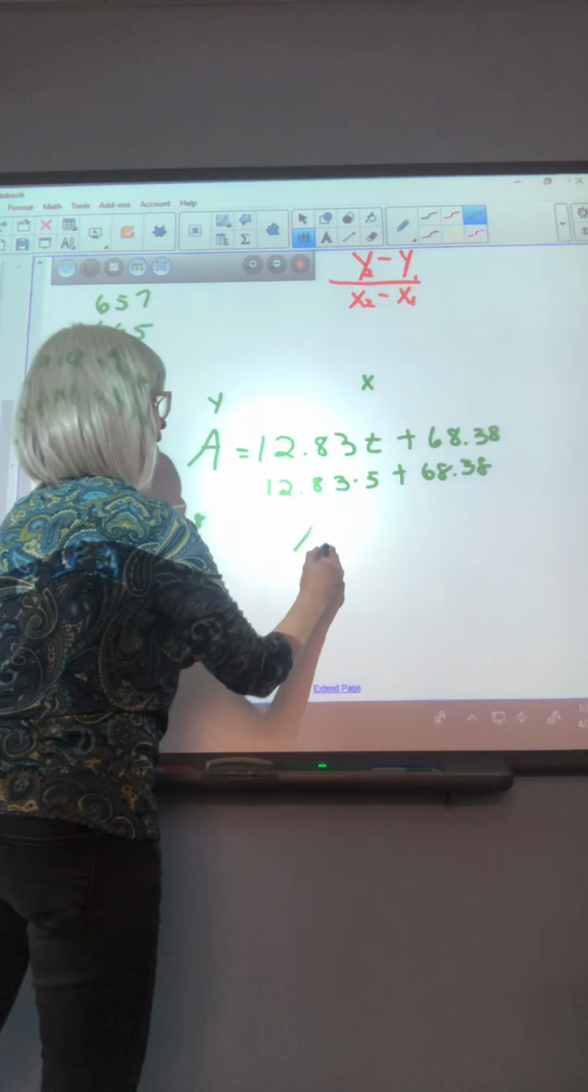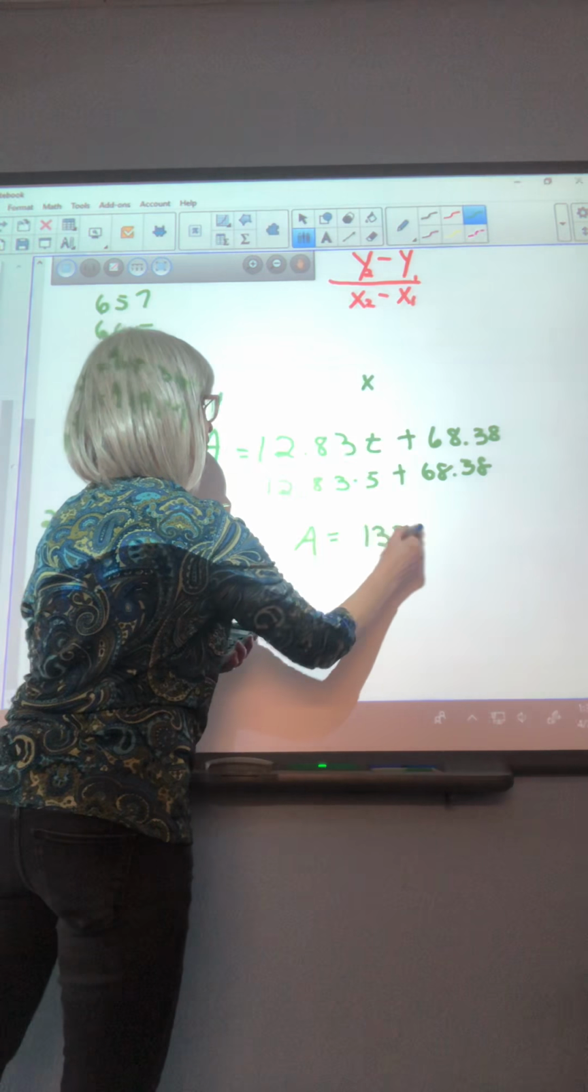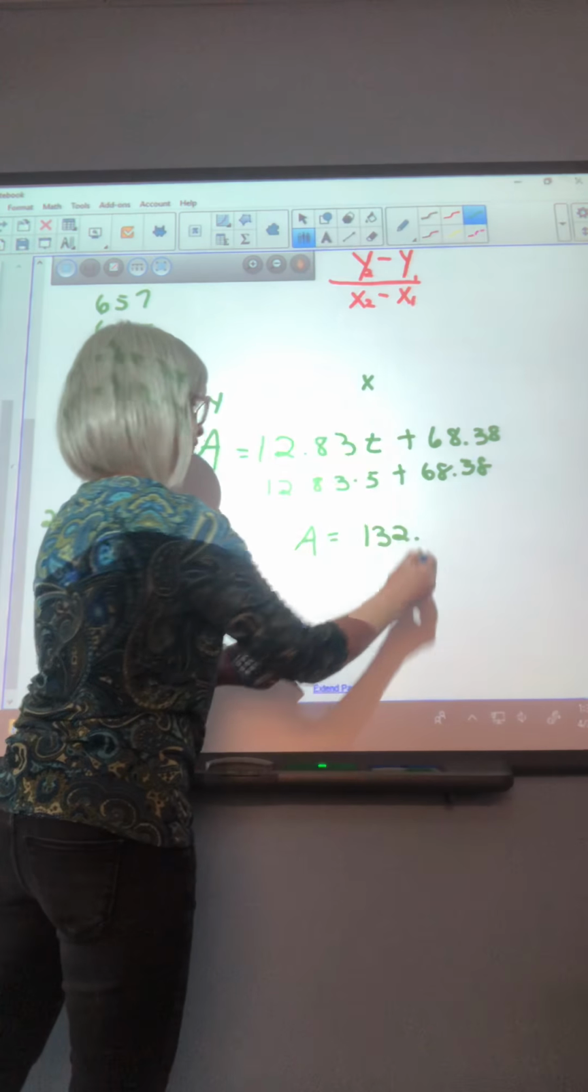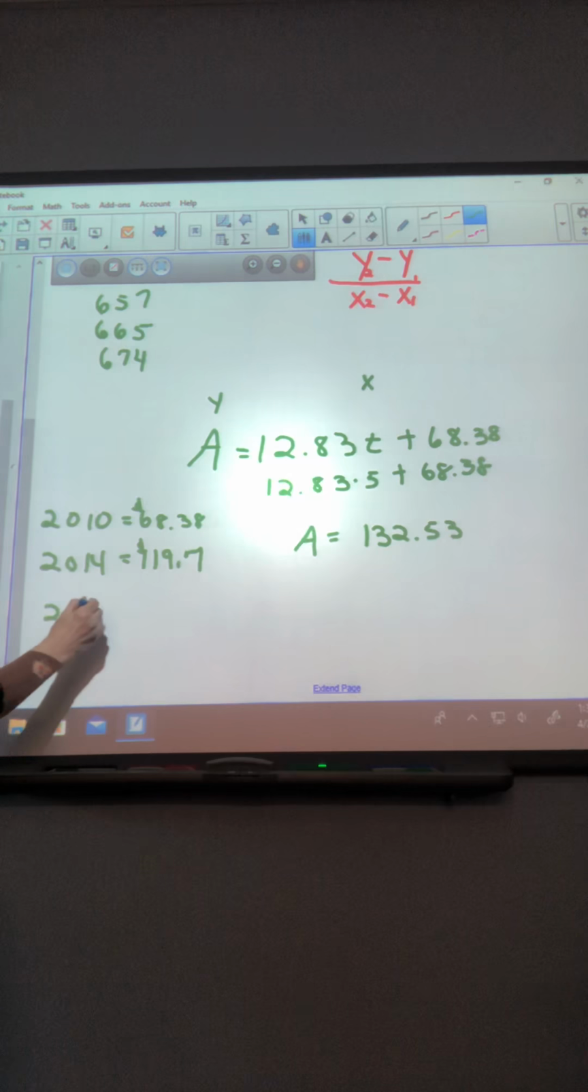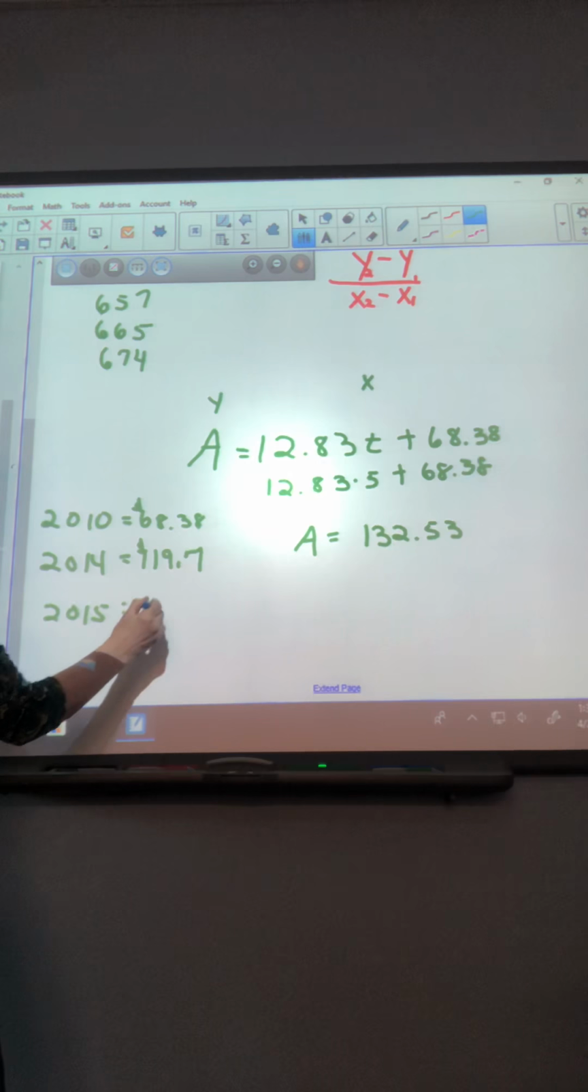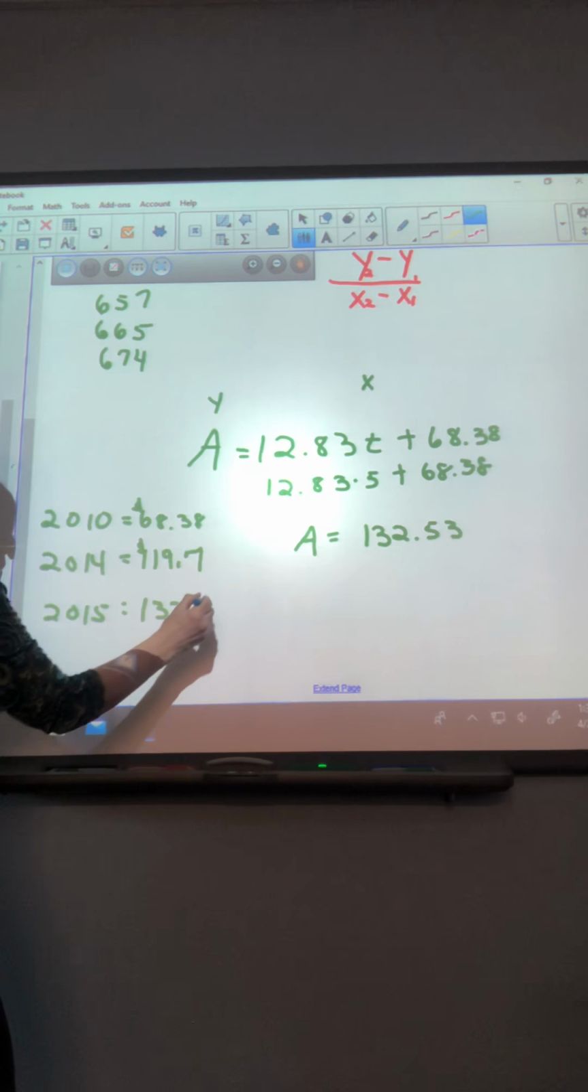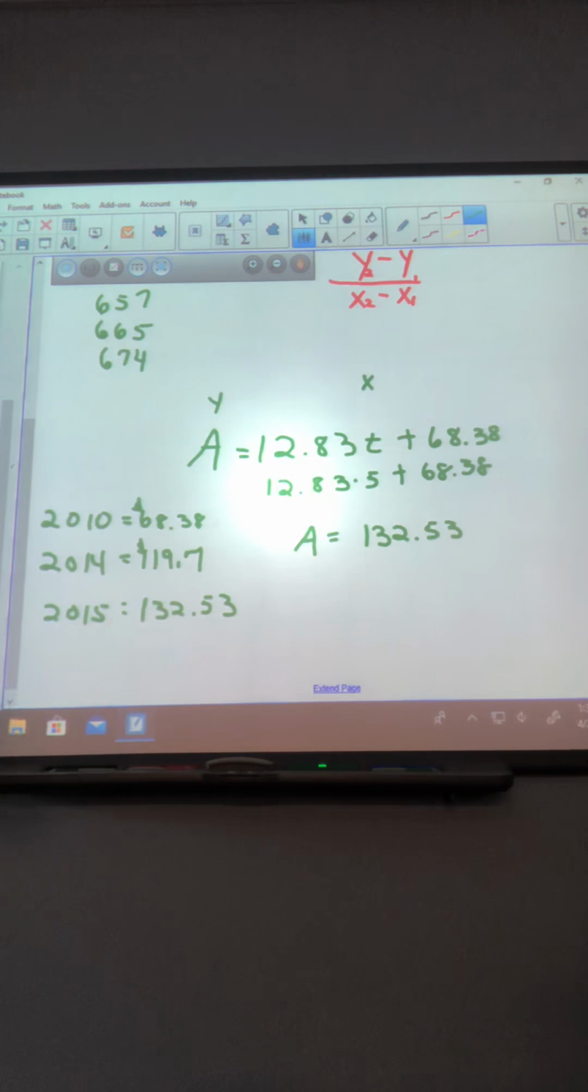So we get A is equal to $132.53 billion. So in 2015, the amount spent was, and remember this is online spending, 132 billion and 0.53, so 53 million. Okay, let's look at B.